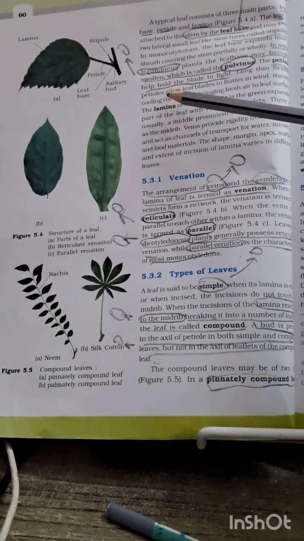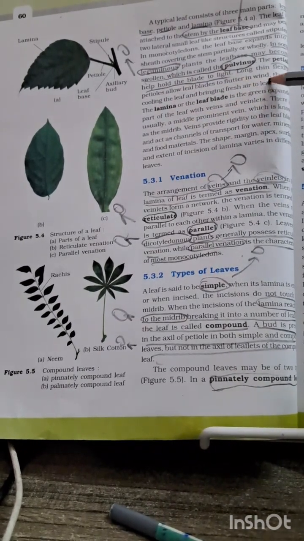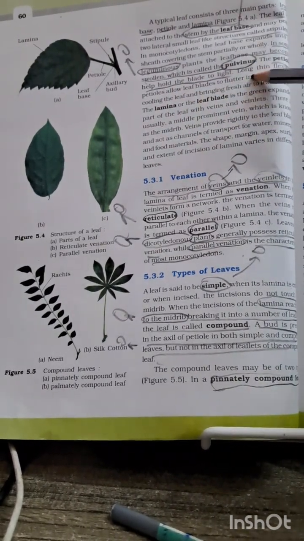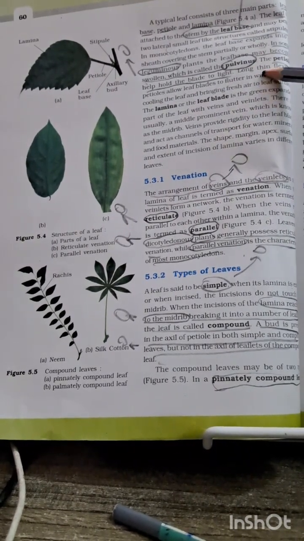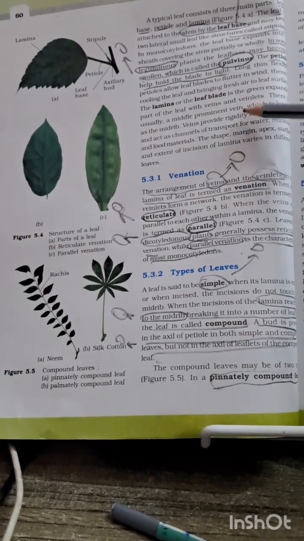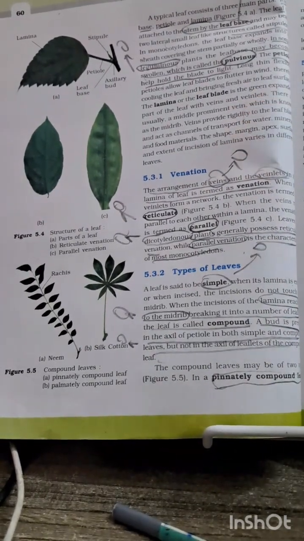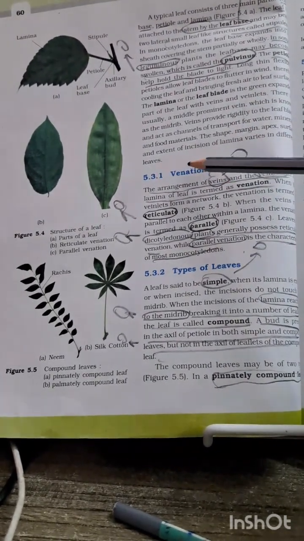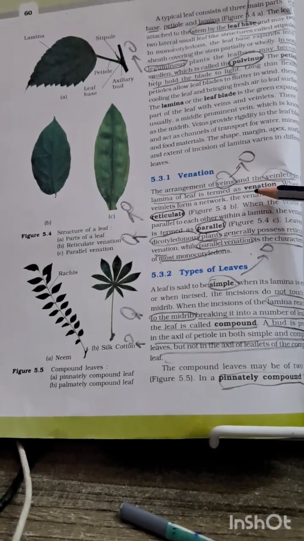And the petiole helps hold the blade to light, and being thin and flexible, it allows the leaf blades to flutter in winds and thereby cools the leaf. This question has been asked in our board examination, so it might be asked again. And about lamina and leaf blade, I already told you, and arrangement of veins is given, but MCQs are not given from this paragraph. So coming to venation now, venation is very important because the definition itself constitutes an MCQ.